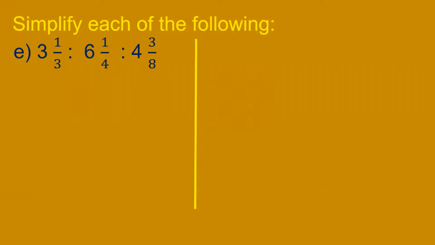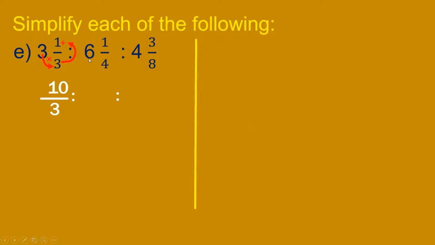The three terms are mixed numbers. So the first step is to change them into improper fractions. Change the first term into an improper fraction: 3 multiply 3 equals 9, plus 1 equals 10. 10 over 3, keeping the same denominator.